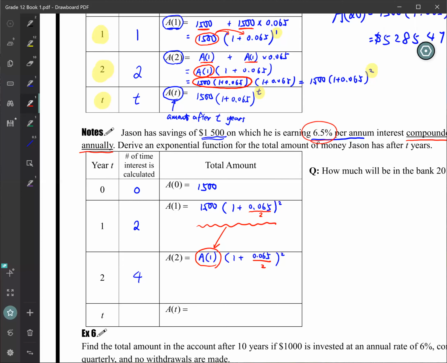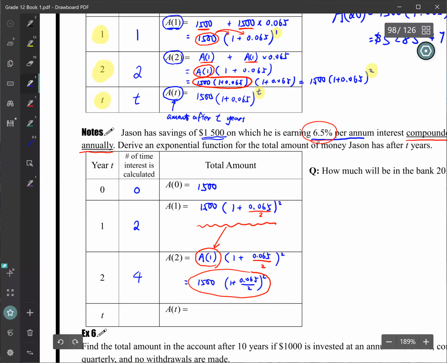Okay, so I'm going to do the same thing. Replace what you got after year 1 with A1. So it'll be 1,500, 1 plus 0.065 over 2 squared. This is the amount after 1 year. Right? Look at the red circle. It's 1 plus 0.065 over 2 squared. So this will end up to 1,500, 1 plus 0.065 over 2, now to the 4.